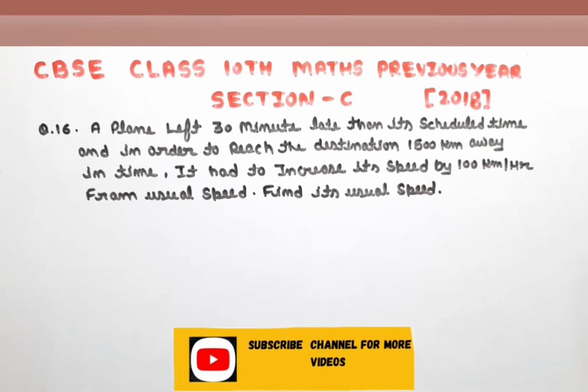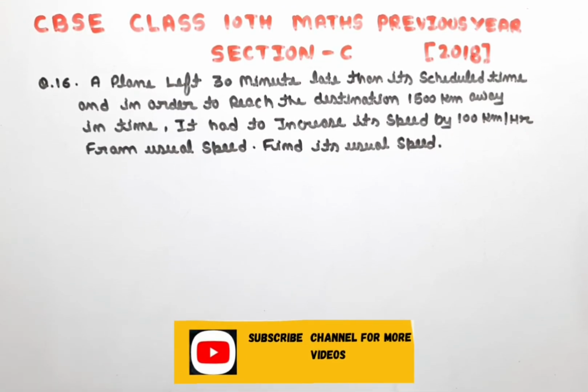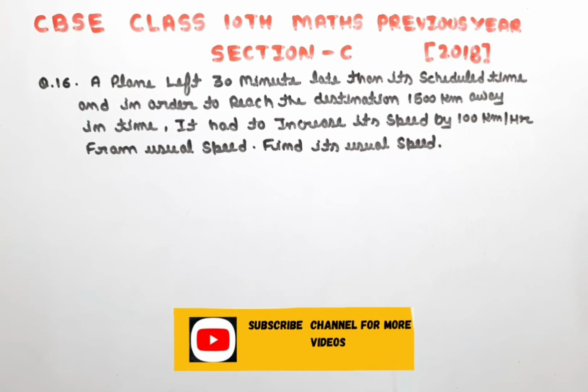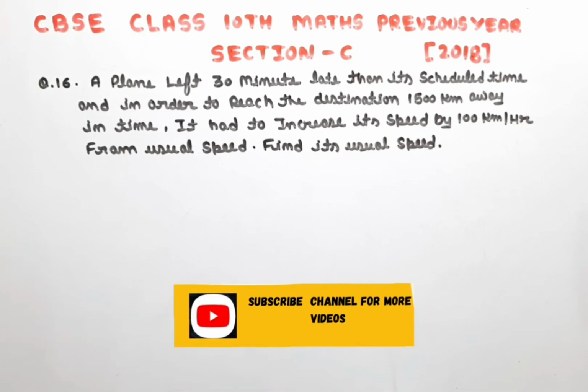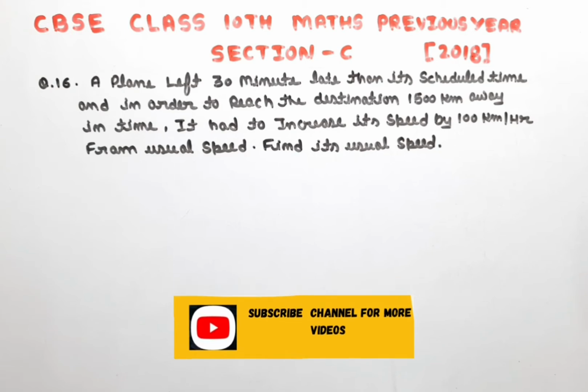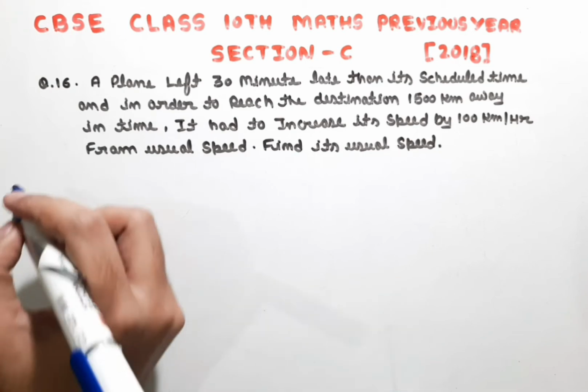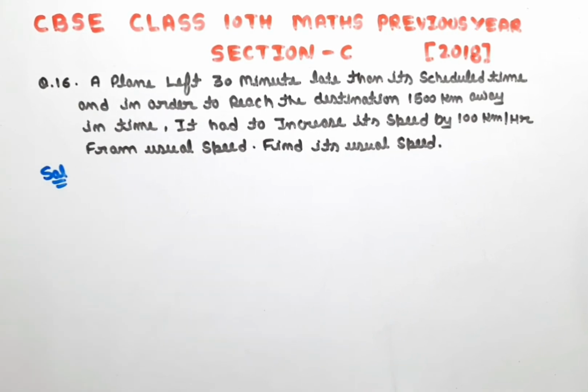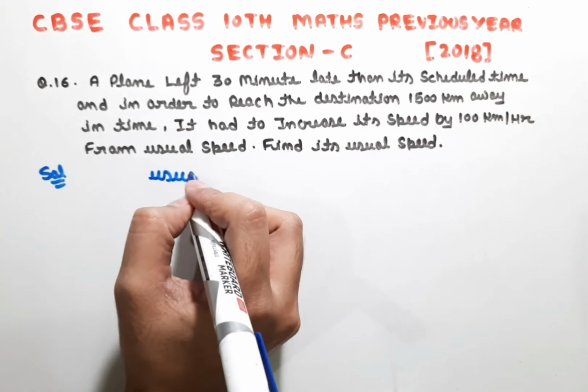Question number 16. A plane left 30 minutes late than its scheduled time, and in order to reach the destination 1500 km away in time, it had to increase its speed by 100 km per hour from usual speed. Find its usual speed. In this problem, a plane is leaving 30 minutes late from its scheduled time, and to reach the destination which is 1500 kilometers away, it had to increase its speed by 100 kilometers per hour from the usual speed. We have to find the usual speed of this plane.